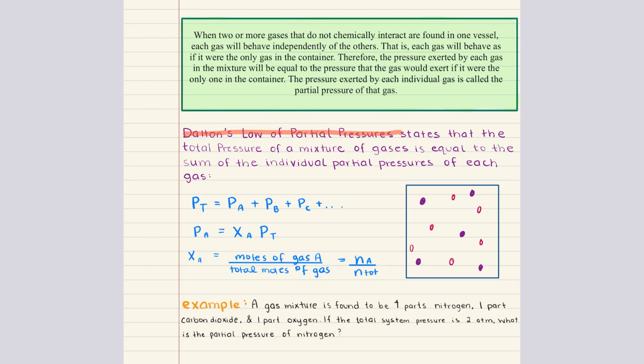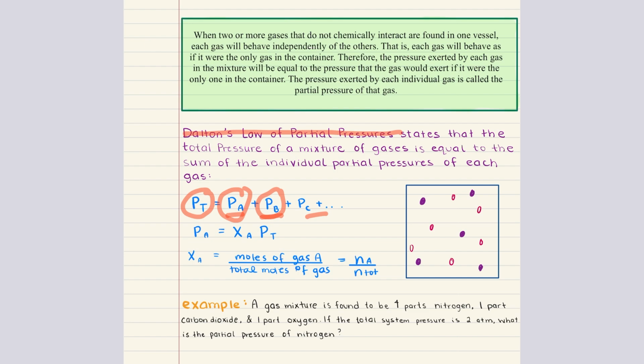This means that each gas in a mixture behaves as if it were alone in the container and it was contributing to the overall pressure independently. We can write this mathematically. The total pressure, PT, is equal to PA plus PB, and so on, where these indicate the partial pressures of the individual gases in the mixture.